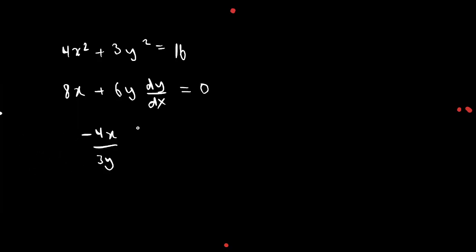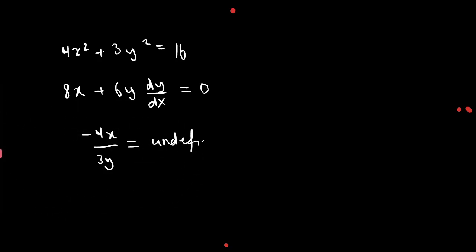For a vertical tangent line, we have to see when this is undefined. I kind of gave away the answer earlier, but we know that this is undefined when the denominator is equal to 0. So we have to set the denominator equal to 0. 3y is equal to 0, so y is equal to 0. So this derivative is undefined when y is equal to 0.